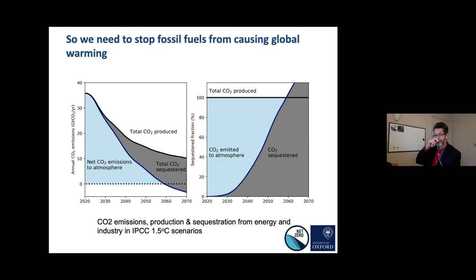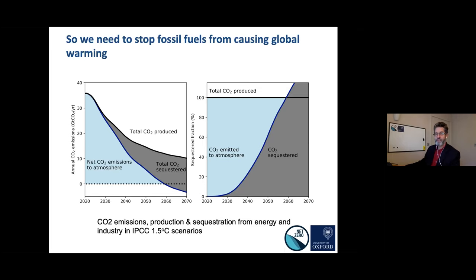And what this shows you is that in the scenarios in which we meet the Paris temperature goals and reduce global warming to 1.5 degrees, we indeed get net carbon dioxide emissions into the atmosphere, which is the blue area here in the left-hand panel, to zero before 2060. But the total amount of carbon dioxide we produce from burning fossil fuels and making cement and so forth doesn't go down to zero at all. It goes down by about two-thirds or so.